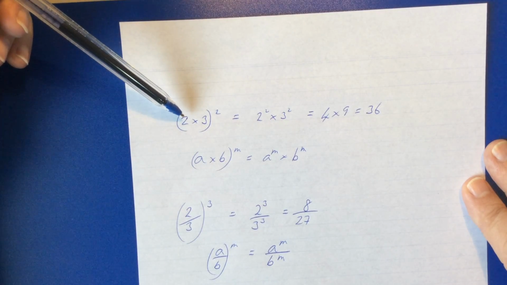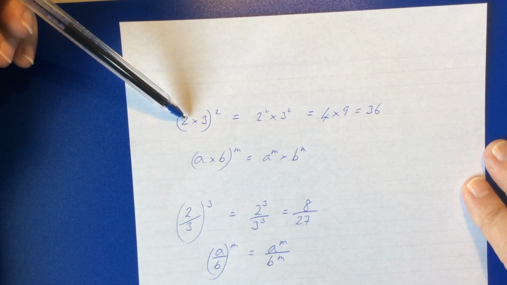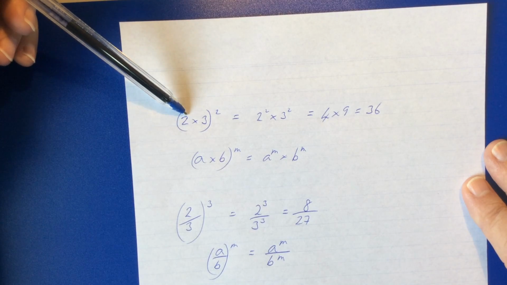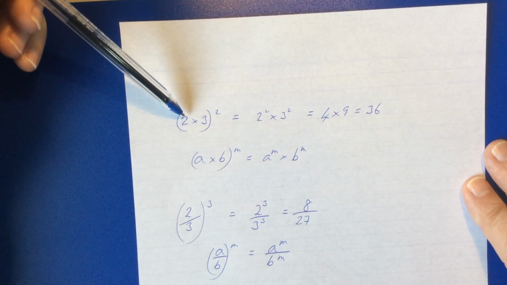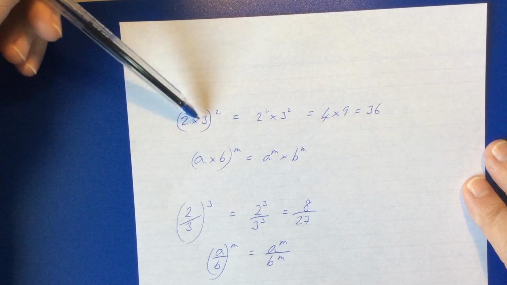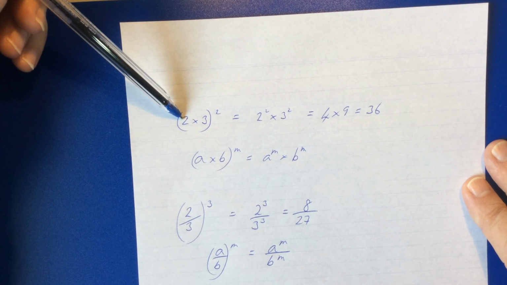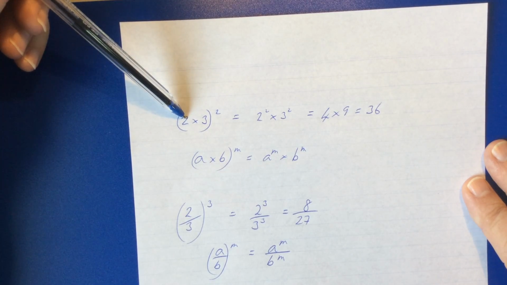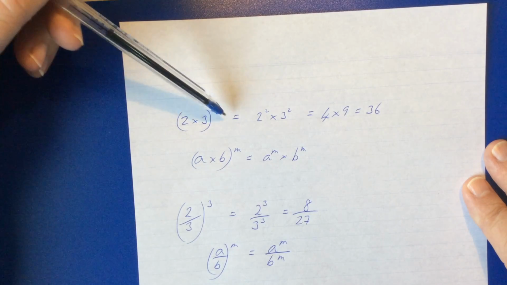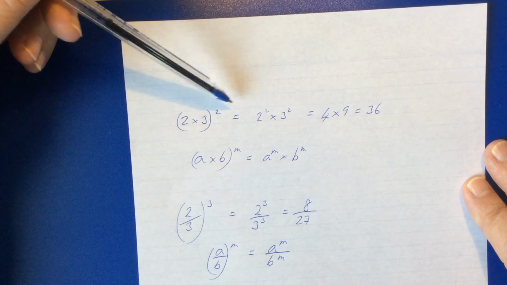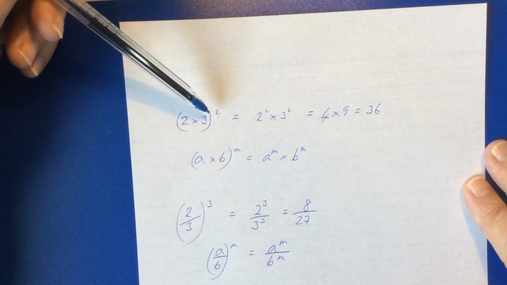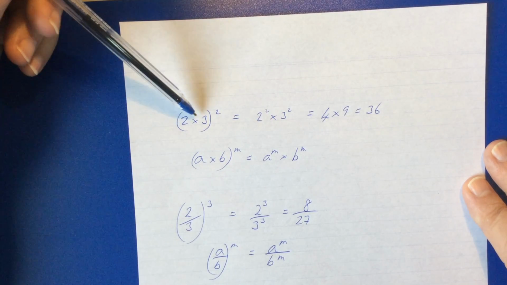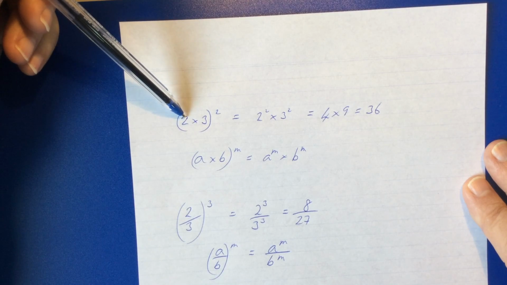So I'm not really sure how helpful this will be, but it's here for the sake of completeness. Where we have two numbers in a bracket that are multiplying each other, that is the same as writing those numbers with the same power outside the bracket multiplying each other. Does that make sense? It probably makes more sense if you just look at it, but here we go.